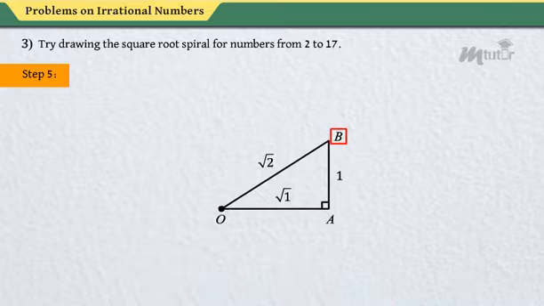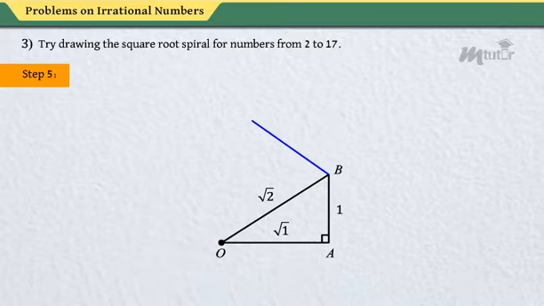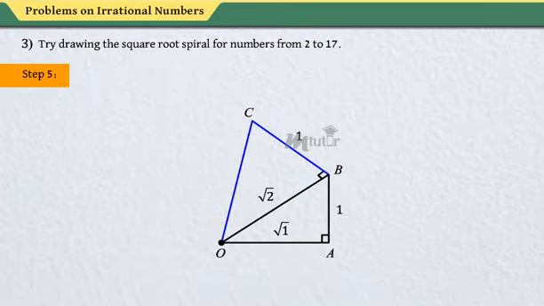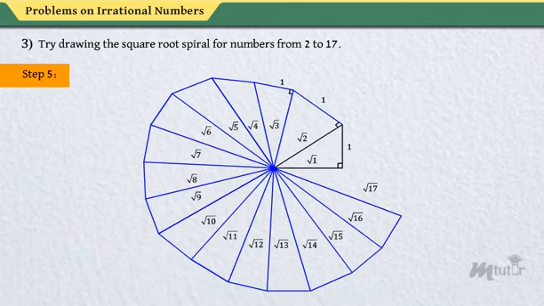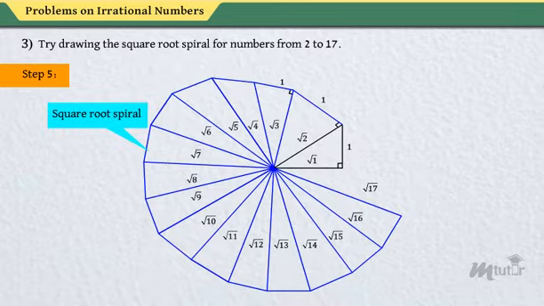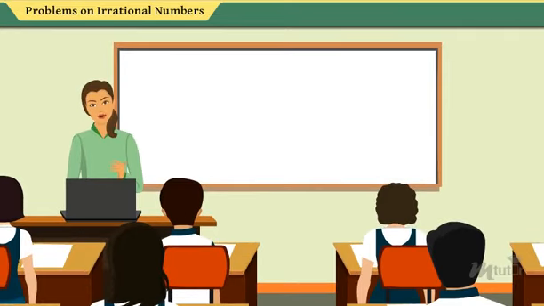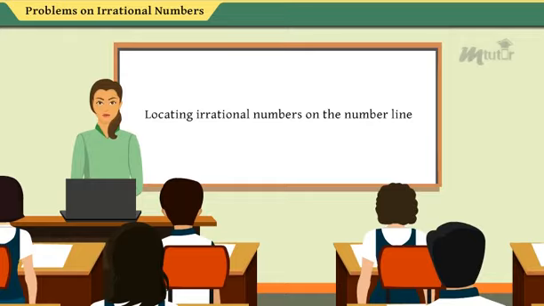Now, from point B, draw a line perpendicular to OB of length 1 cm. Mark the end point as C. Join OC. Here, OC equals root 3. Repeat steps 4, 5 and 6, to get the drawing of root 4, root 5, and so on, till root 17. We have thus obtained a square root spiral. Hope this makes you clear about locating irrational numbers on the number line.